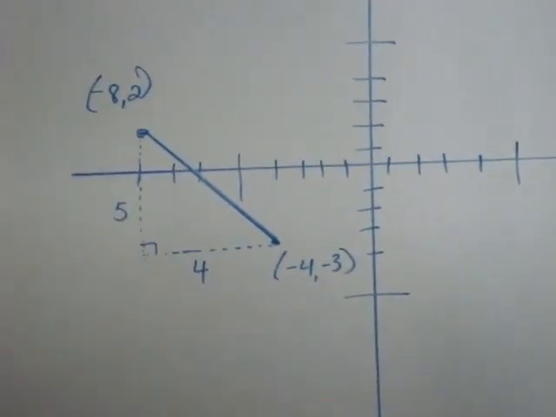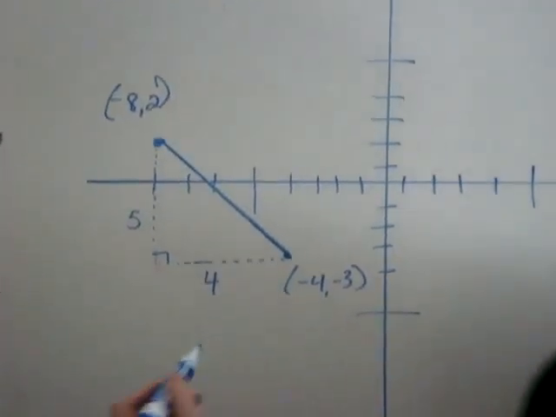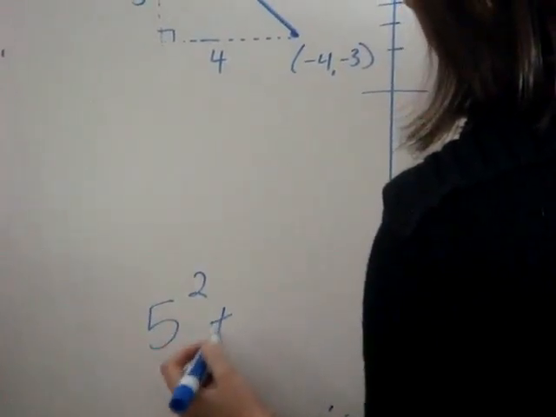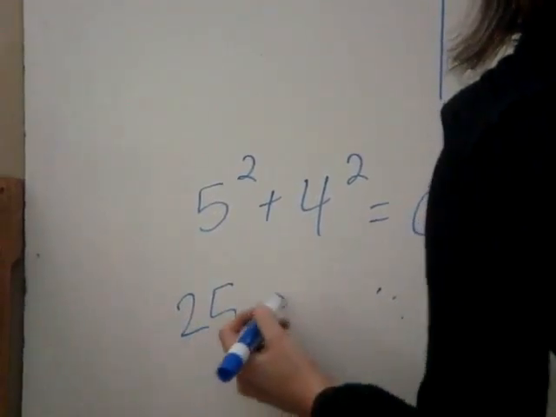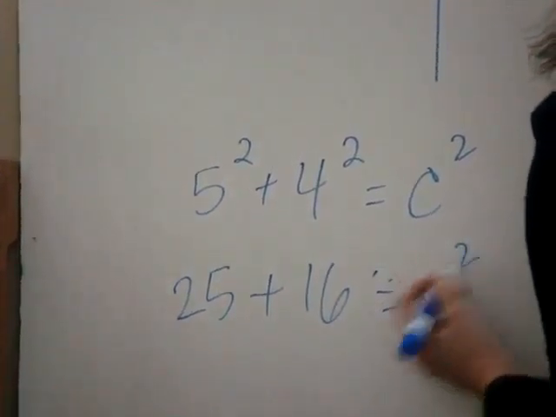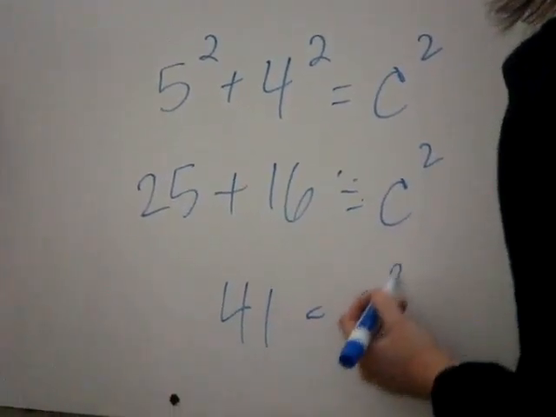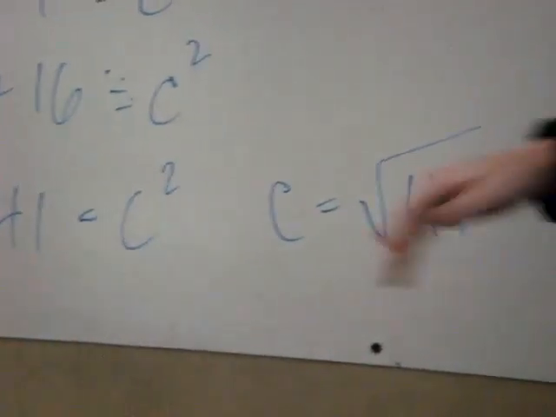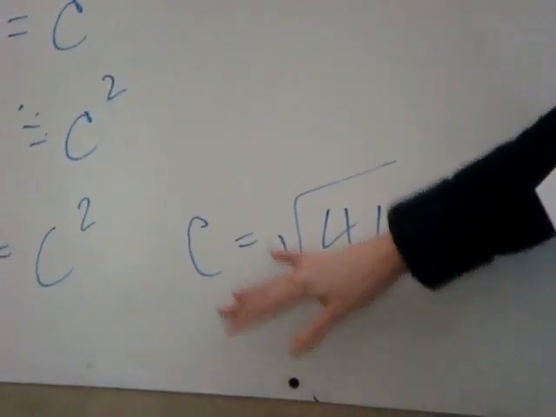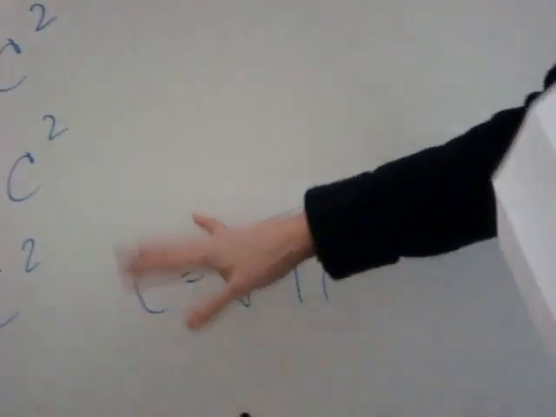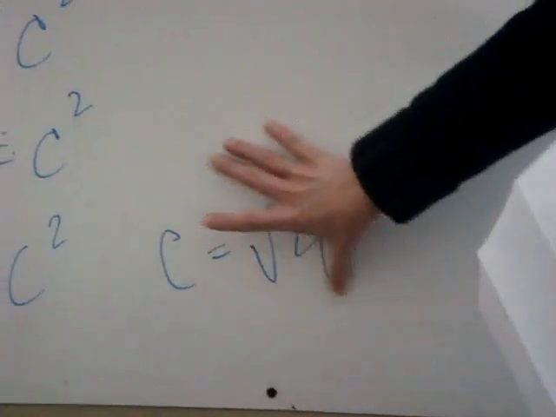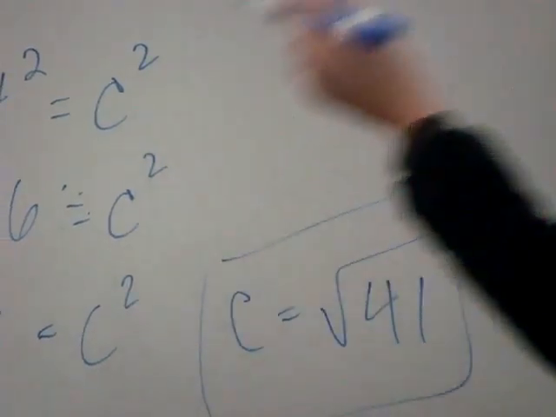Now you have a right triangle and you just use the Pythagorean theorem to get the longest side. So you get 5 squared plus 4 squared equals c squared. 25 plus 16 equals c squared, 41 equals c squared, and c equals the square root of 41. I didn't put plus or minus the square root of 41 because distance is always positive. So that's why we never put plus or minus here. The length always has to be positive. So that's that answer. All right, next one.